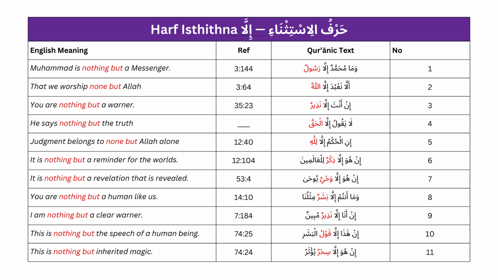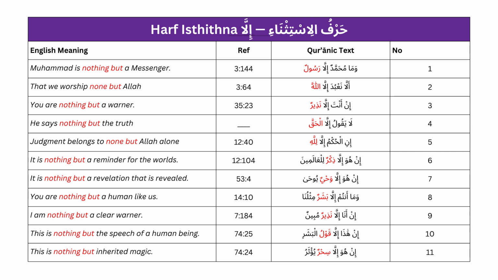Eighth example, وَمَا أَنْتُمْ إِلَّا بَشَرٌ مِثْلُنَا. You are nothing but human beings like us. 14:10. The disbelievers use this sentence to reject the prophets. The negation ma appears first, and Illā restricts the description to basharun, human beings.